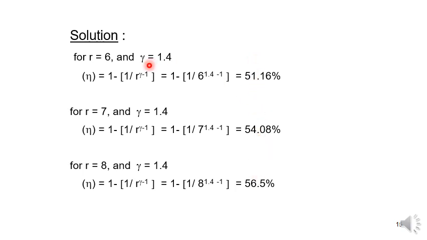Here the gamma value is constant, the adiabatic index gamma is 1.4. So only the R value changes: for the first it is 6, next 7, next 8. So as the compression ratio increases, the efficiency also increases.